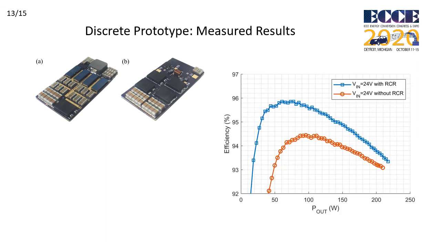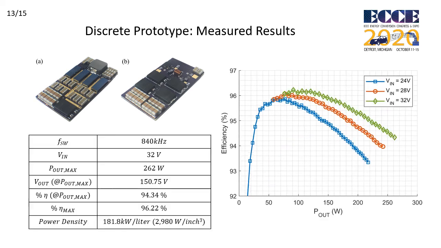To demonstrate some results, here I'm showing two efficiency curves with and without resonant charge redistribution enabled. You can see a significant efficiency improvement when using RCR, with a measured 61% reduction in total losses at light load. By increasing the input voltage up to 32 volts, I was able to squeeze 262 watts out of this converter while switching at 840 kHz. This resulted in a measured power density of 2,980 watts per cubic inch, where volume is defined as a best fit cuboid encompassing all active circuitry, as depicted.